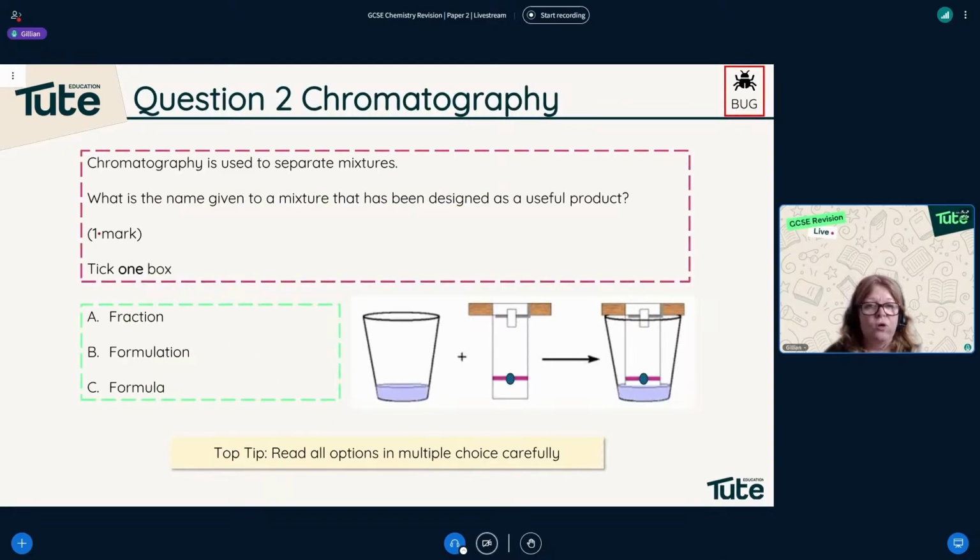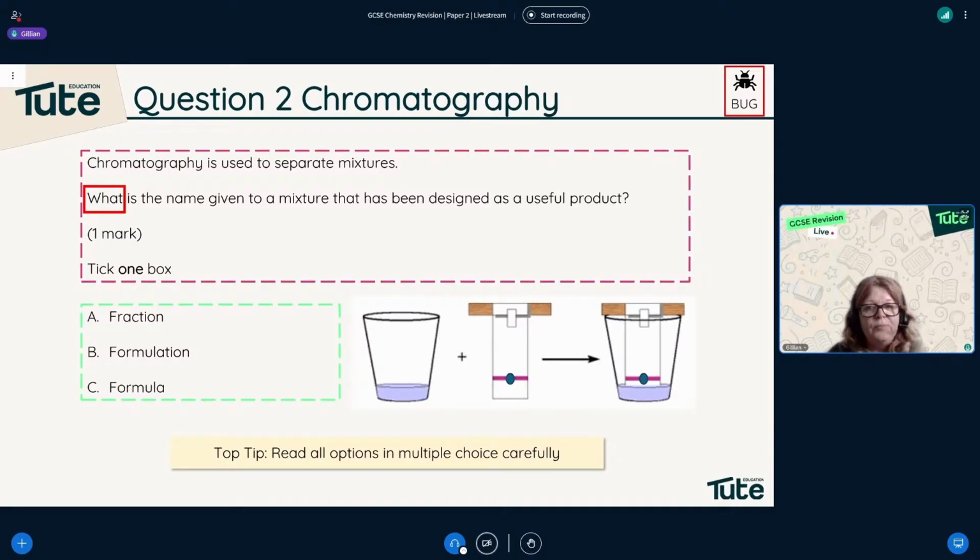Okay, so moving on, we are going to go to question 2. Question 2 is all about chromatography, and we have got a multiple choice question here. Remember, chromatography is used to separate mixtures, and it's also used to identify substances as well. So my top tip for this one is to read all options in multiple choice carefully, even use a process of elimination to get rid of that incorrect answer that you think, well, it can't possibly be that.